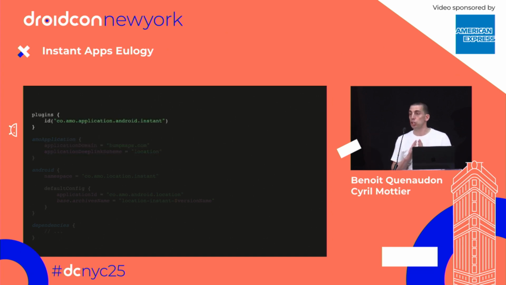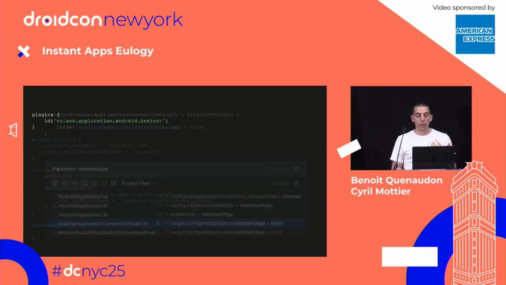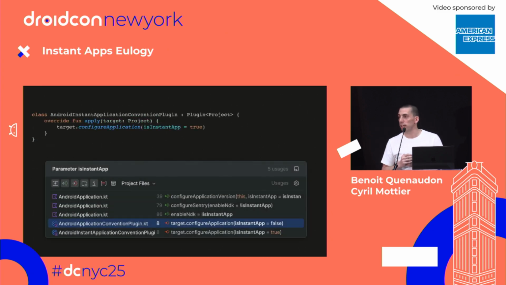And what we did is just creating a special plugin to deal with the configuration of an instant app. The thing is, if you look at the source code of this plugin, it's super simple. It's actually very similar to the main app or regular apps plugin. The only thing that it does, it calls configure application, which is exactly what the main plugin does, by setting isInstantApp to true. Okay, so that's the only difference.